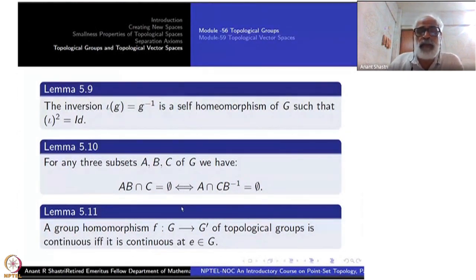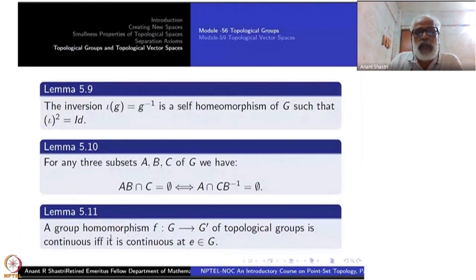Then and only then, A intersection CB inverse will also be empty. Okay, it's very easy to verify. If AB intersection C is non-empty, it would imply it's also non-empty. That is the way you can prove it. Take a point here, which will look like A into B, but it is an element of C. So C equals AB, right? But then A will be equal to what? C, B inverse. So there is an element A here, and the same element is here in C, B inverse. So this is also non-empty, and conversely.